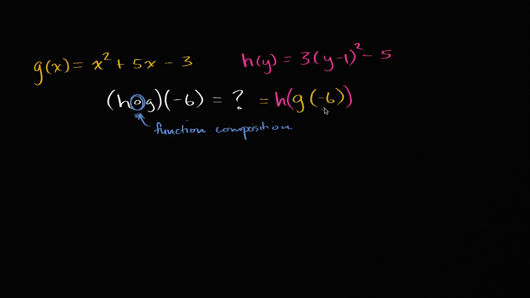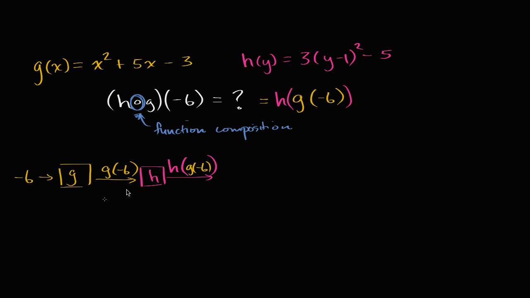Now, what is h of g of negative 6? We just have to remind ourselves that this means that we're going to take the number negative 6, input it into our function g, and then that will output g of negative 6, whatever that number is. We'll figure it out in a second. And then we're going to input that into our function h, and then what we output is going to be h of g of negative 6, which is what we want to figure out.